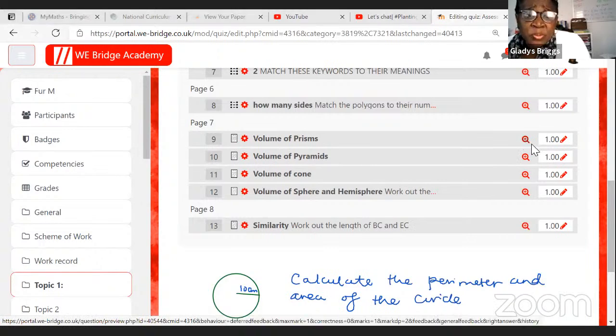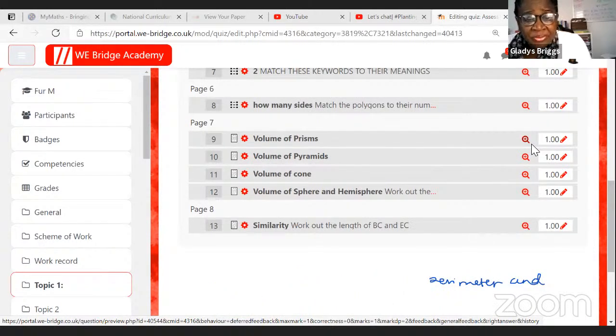Okay, with volume of prism, you need to know the area of the cross section, and then you need to multiply that by the length. So here the cross section is a rectangle, so that will be the length times the width, times the height. Those three things you need to be able to work out.